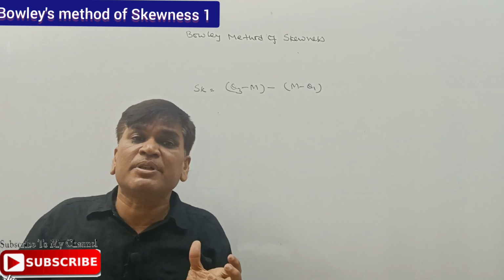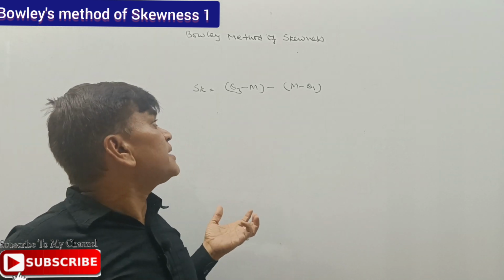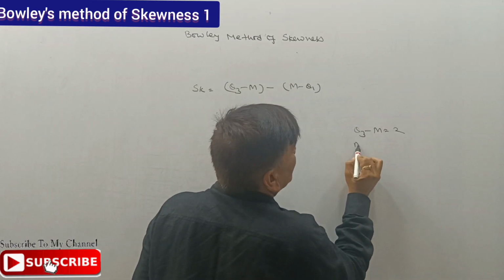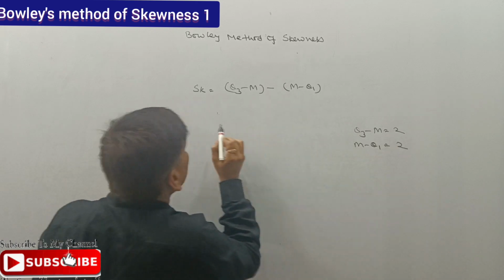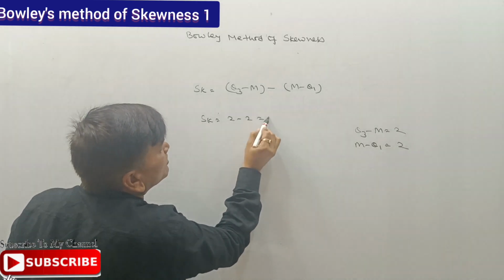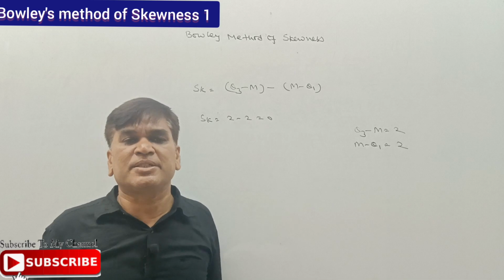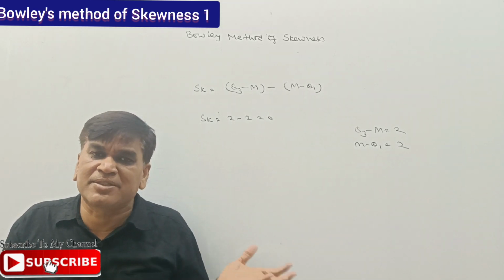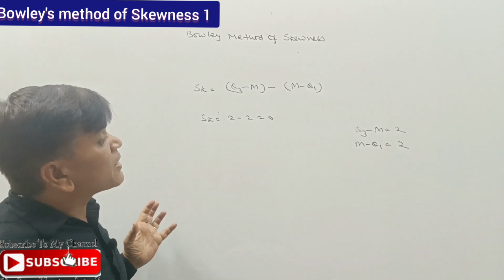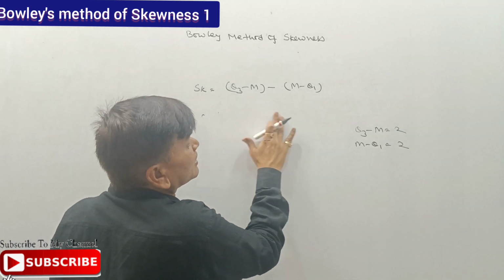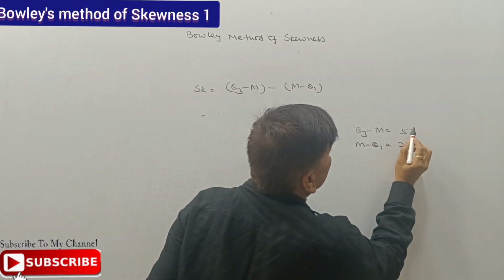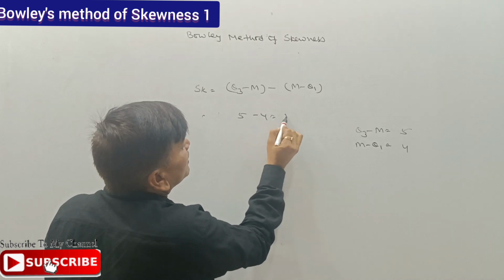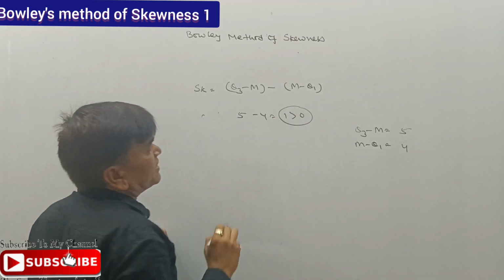If both differences are equal, suppose Q3 minus M is 2 and M minus Q1 is also 2, then skewness will be 2 minus 2, which is 0. So there is an absence of skewness. In that series we will say it's a symmetric series where skewness is not present. But if this is 5 and this is 4, then 5 minus 4 is 1, so there is positive skewness.